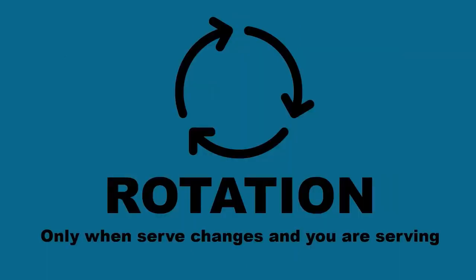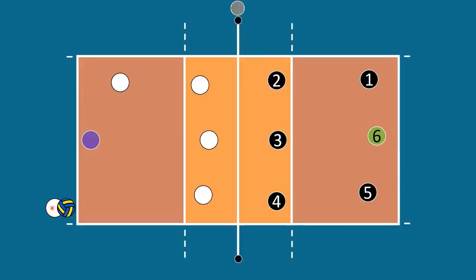There is one more concept of rotation that happens only when serve changes and your team is serving. So if serve changes and it goes to the opponent, then you don't need to do anything. But if serve changes and now you are serving, then you need to do a rotation. Here, if the white team is serving and they lost the point, so now let's say we are the black team, because we won and now it is our serve.